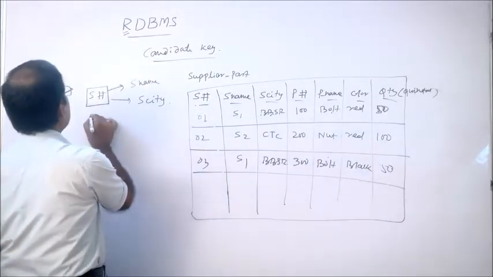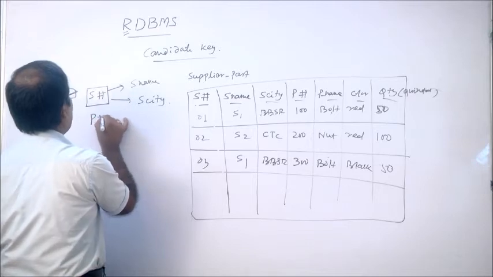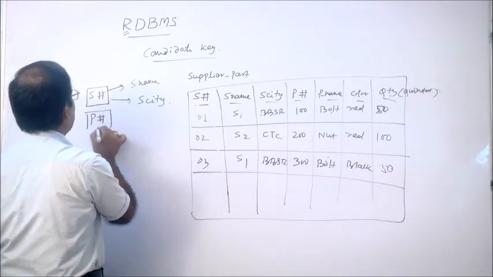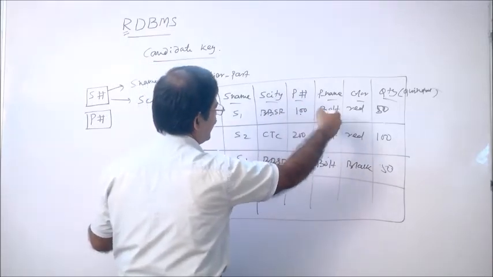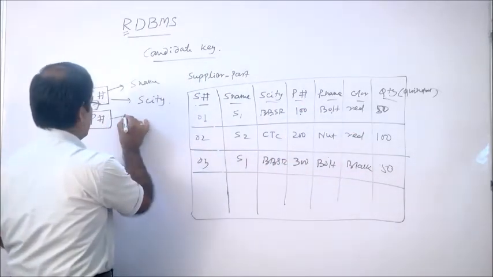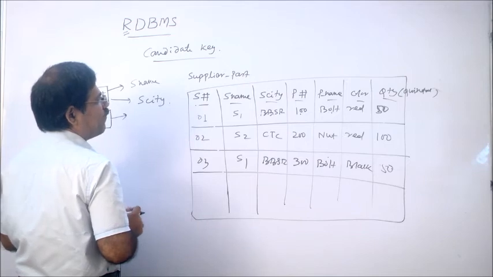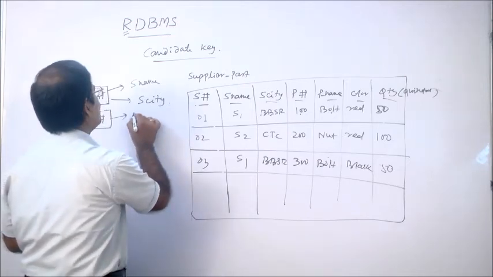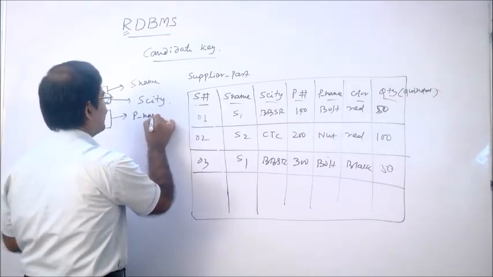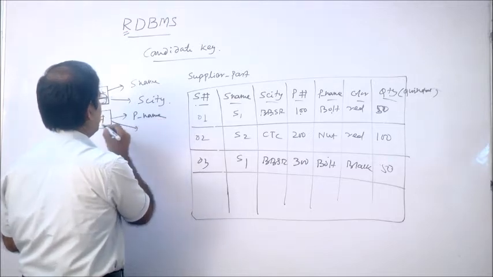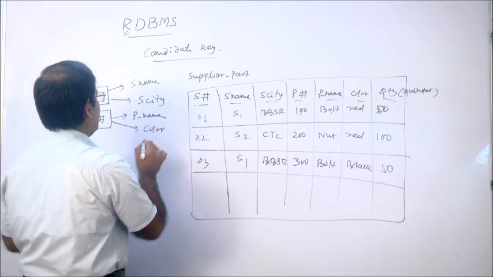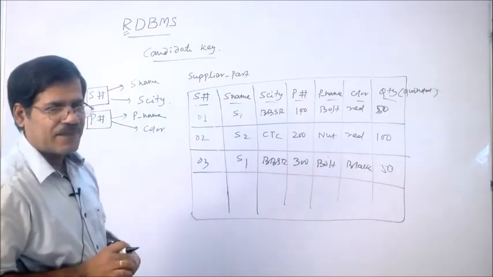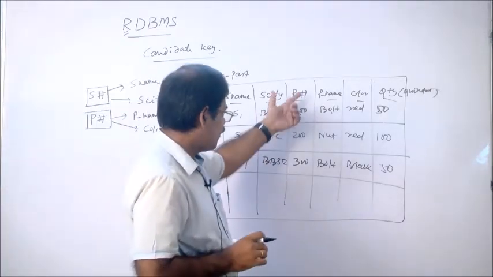Similarly, P number is another key. From P number, we can determine the part details. P number is unique. From the part number, we can determine part details. So if I say P number is 100, the name will be bolt. So P name is non-key, dependent upon P number, and P color also depends on the P number. Part number is also unique, it is also one of the keys.